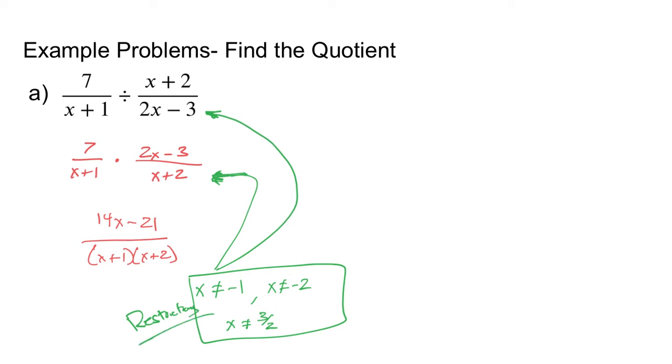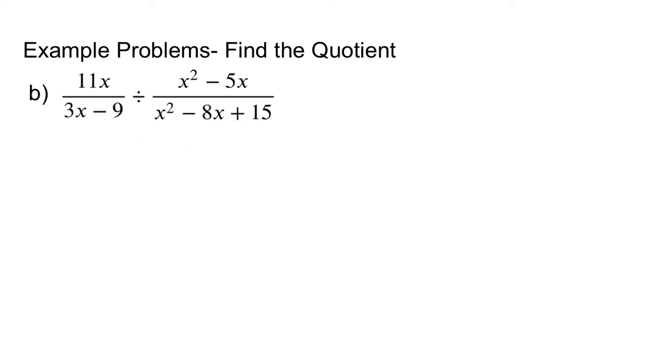All right, let's do another problem. 11x over 3x minus 9 divided by x squared minus 5x over x squared minus 8x plus 15. So, as you can see, we have a lot of factoring to do in this problem. So let's get to factoring. So we have 11x over, can pull out the GCF of 3, so that turns into x minus 3 on the bottom, divided by, on the top, x times x minus 5, another GCF that I have going on here.